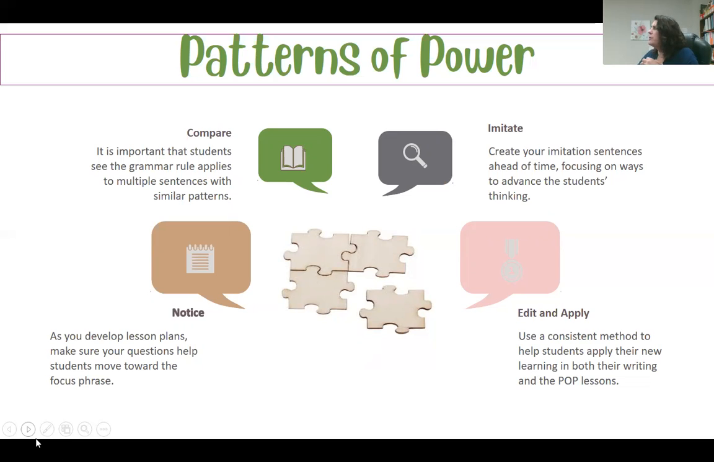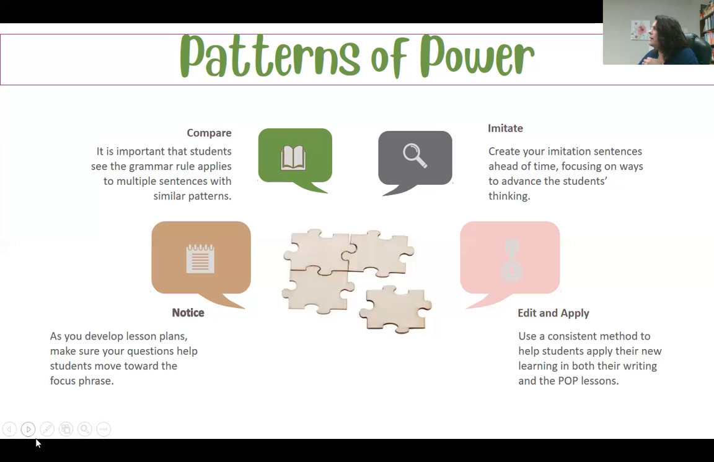On imitate, remember that you're going to create your own imitation sentence ahead of time, focusing on ways to advance the students' thinking. We want to make sure that we're not simplifying things for the students as we move forward, but try to challenge them a little bit with your imitation sentence, because that is an adult's writing. And then know that students may or may not meet that same level when they do their imitation sentences. But obviously we want to give them our thinking as we write that on the board for them. Why did we write it that way? What was our thought patterns?